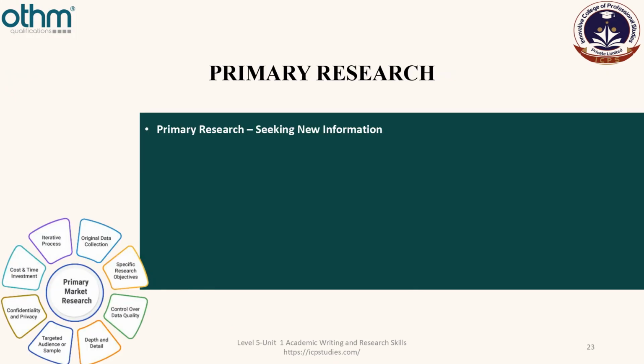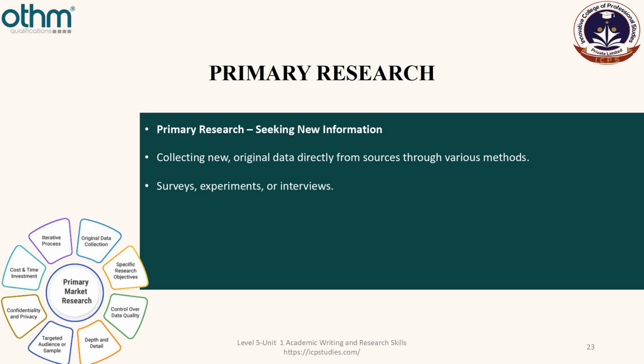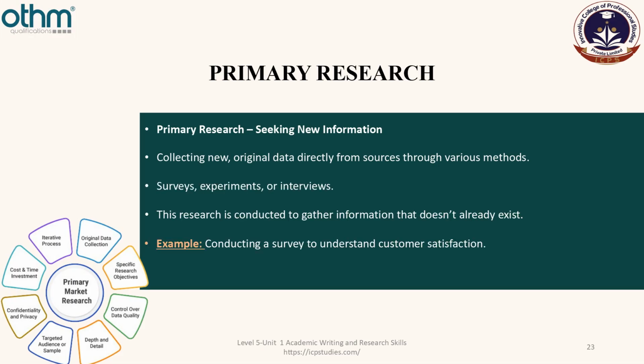So, what is primary research? As I have explained before, primary research is always about seeking new information. It includes different processes, for example, collecting new and original data directly from the sources with the help of different methods, for example, surveys, experiments, or interviews.